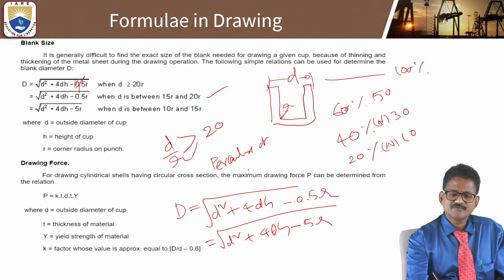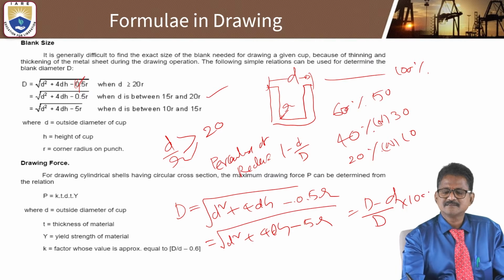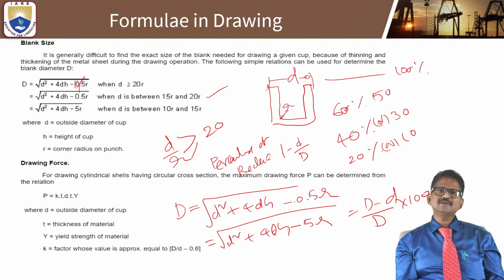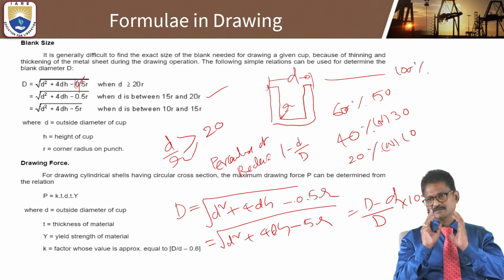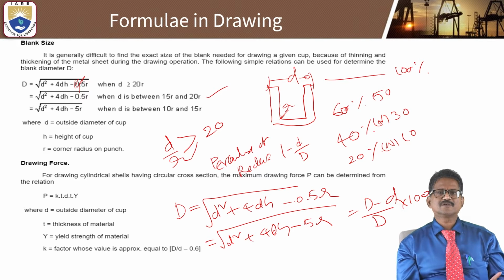Percentage of reduction will take place as 1 minus d by D. So that is capital D minus small d by capital D into 100. So this is how many draws are required to determine that cup shape, or mixie jar cup can also be determined by this deep drawing process.